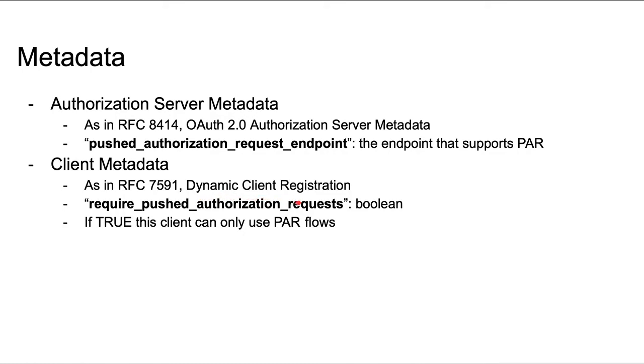For the client, as specified in RFC 7591, dynamic client registration, there's a new parameter called require pushed authorization requests, and this is a Boolean value. If this is set to true, this client can only use PAR flows. This will prevent this client from switching between, let's call it the normal, the default authorization flow, and the PAR flow.